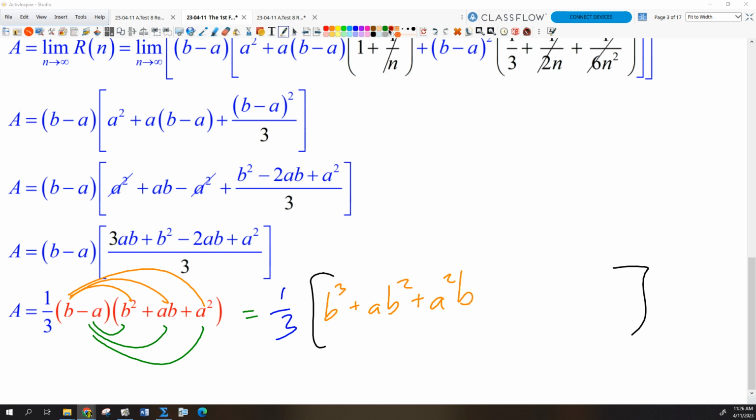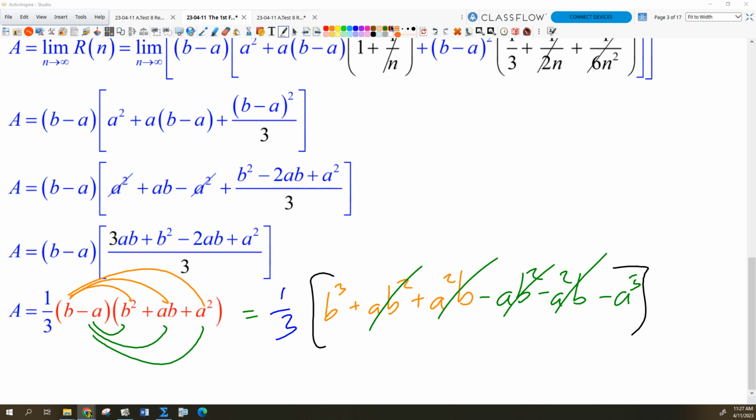If I distribute the negative a, I'm going to get a minus a squared b, minus, oh, I forgot the minus ab squared, didn't I? Minus ab squared minus a squared b minus a cubed. Well, look at all the cancellation, right? Those cancel, those cancel. I just get b cubed minus a cubed, right?